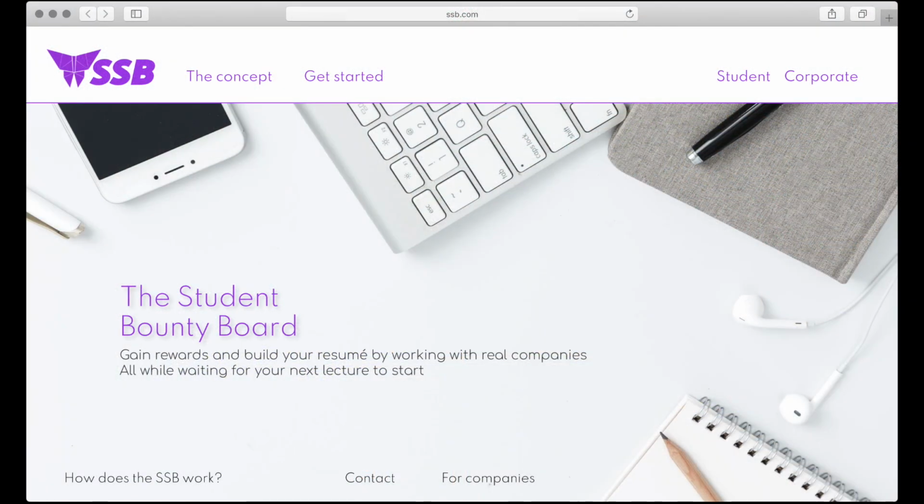The Student Bounty Board. Learning by doing. Thank you.